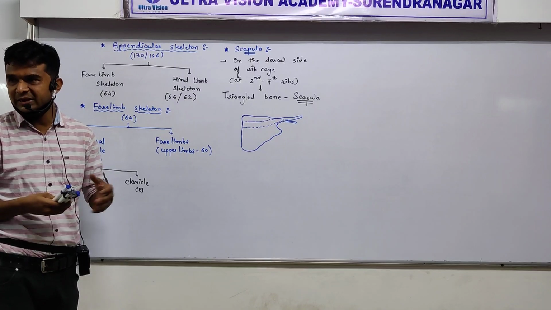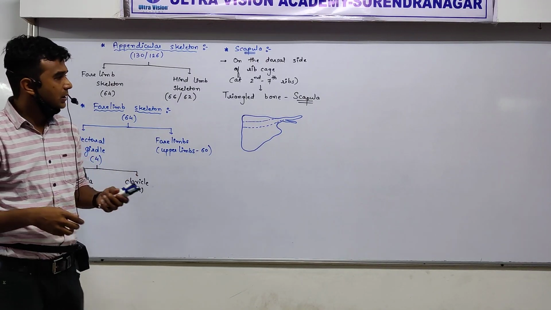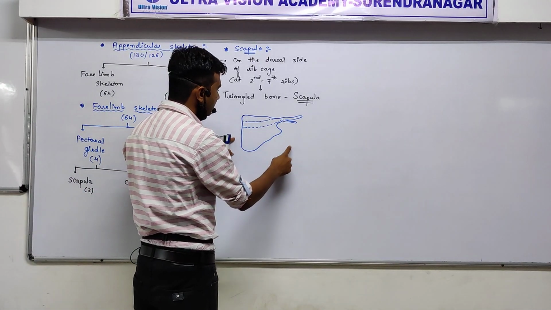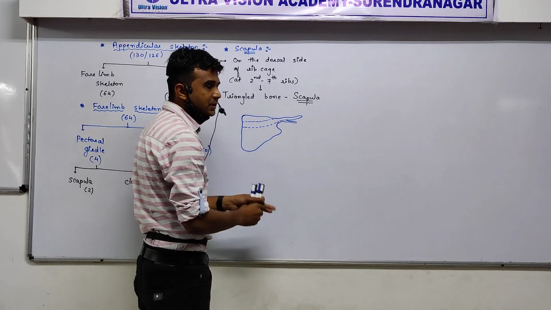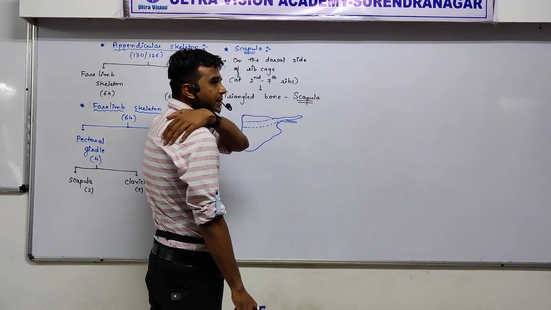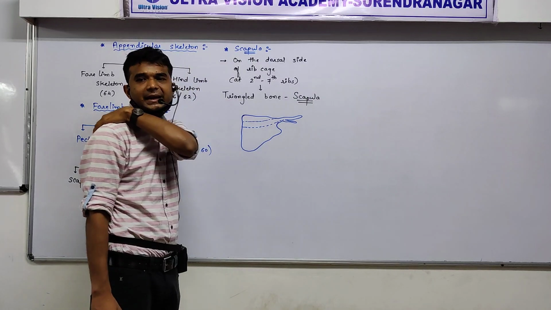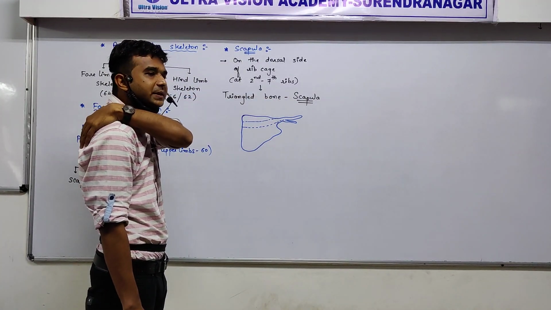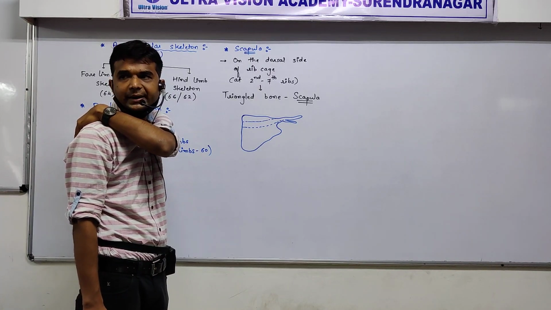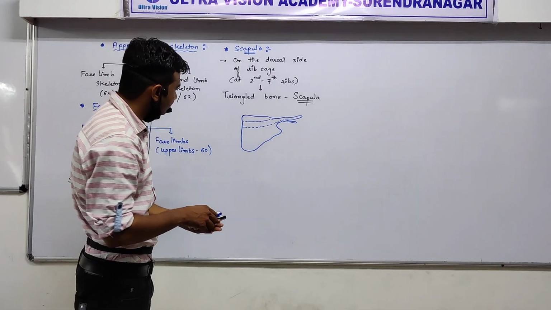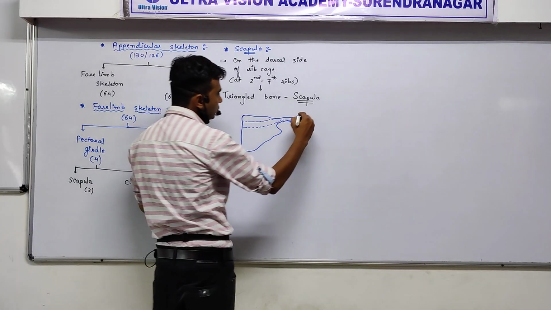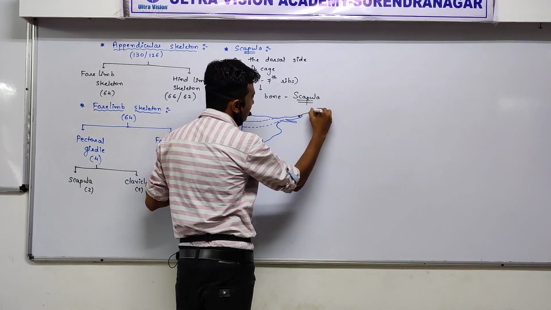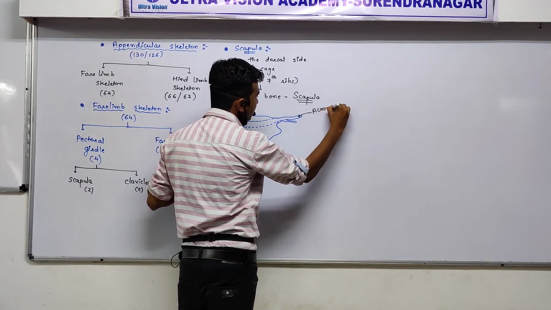Okay, I will show you the scapula later on. This is the triangle shaped bone. It is present on the dorsal side of the rib cage at the 2nd to 7th ribs. Up to that the scapula is located. Fine. This is known as the Acromion process.